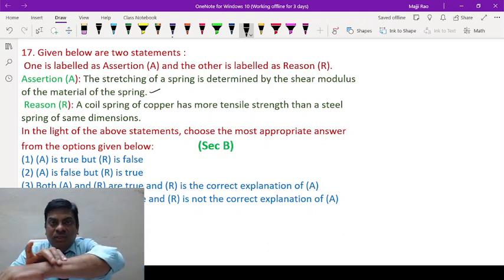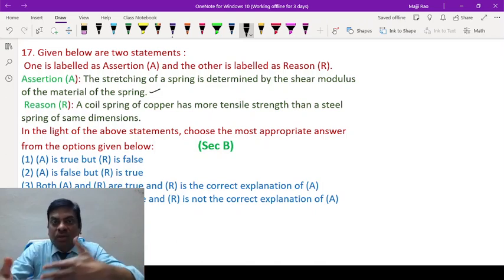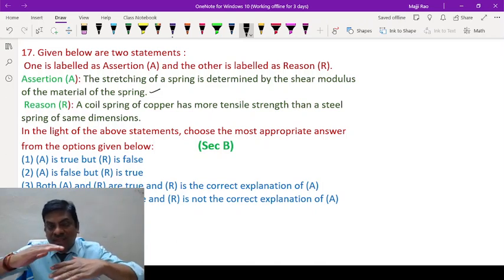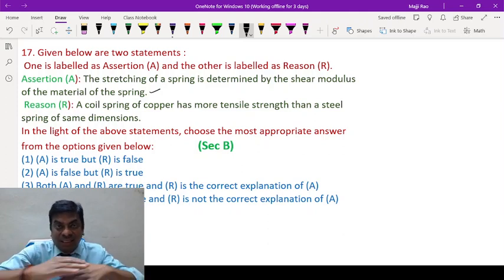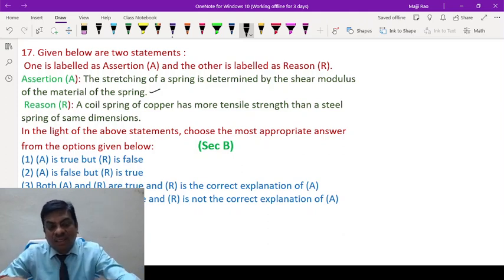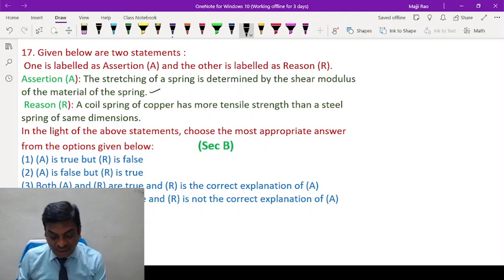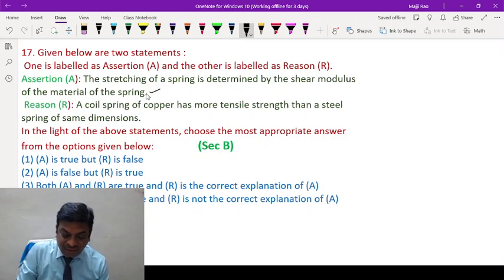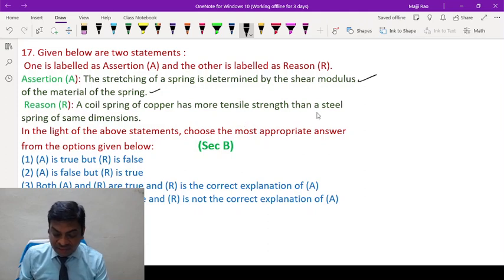So whenever there is a twisting or unwinding, the shear modulus comes into action. Whenever there is tangential stress, meaning the restoring forces act parallel to the surface, shear stresses are induced in it. So we can say that the stretching of a spring is determined by shear modulus. This is true. Now, the reason: a coil spring of copper has more tensile strength than a steel spring of the same dimensions. Of course, the reason is not at all appropriate.